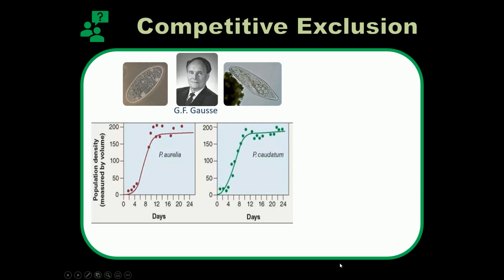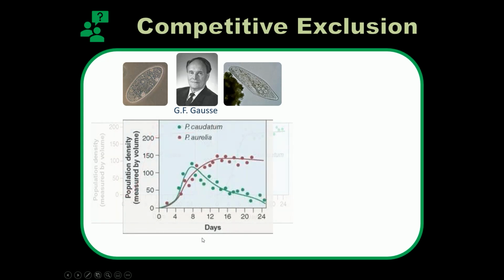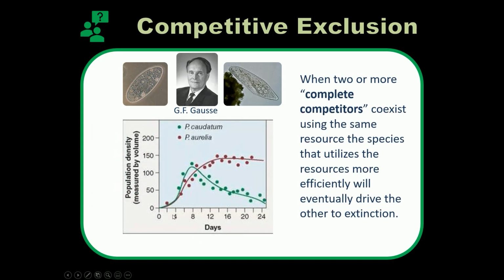What would eventually happen in a situation where you had two complete competitors and a limited number of resources? That's what G.F. Gauss wanted to find out. So he took two microorganisms here, two paramecia, and he put them into a tube with an oatmeal based nutrient supplement. What you see here is the growth pattern of each paramecium grown by itself. So you can see that they have very similar growth patterns when exposed to the same conditions. Here's what happens when he grows them together.